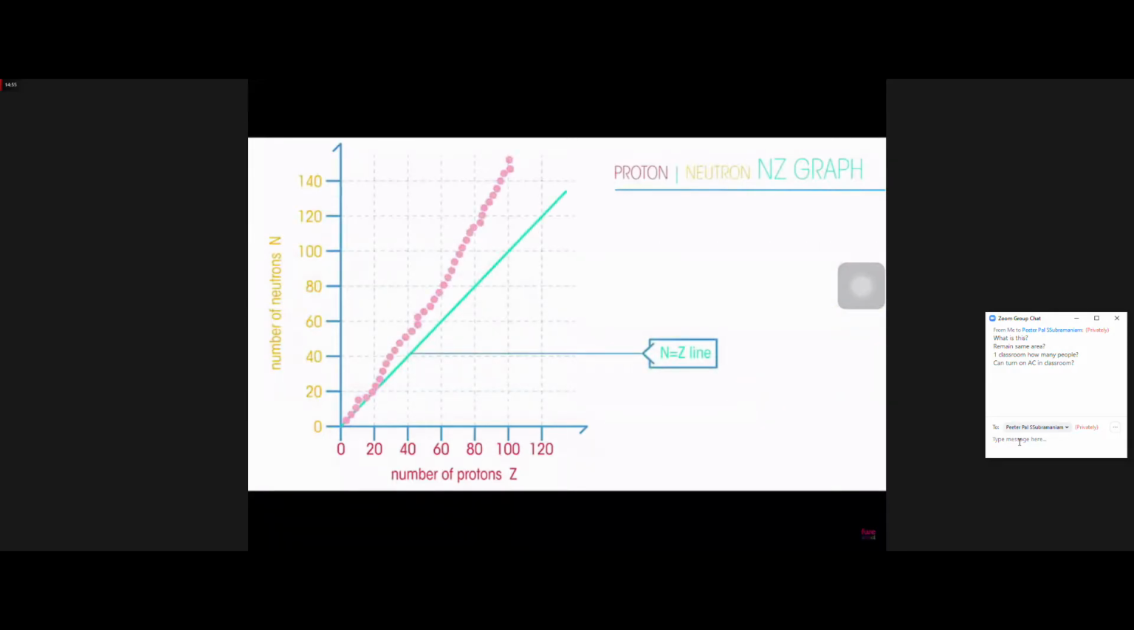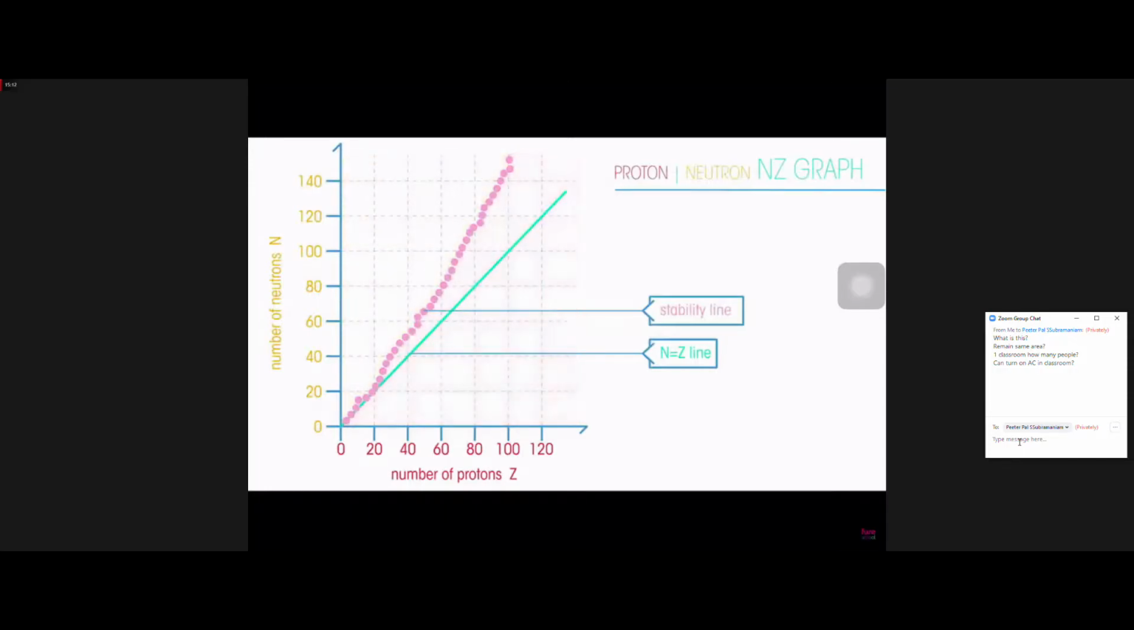This graph shows the number of protons on the x-axis and the number of neutrons on the y-axis. This is the stability line. If a radioisotope lies left or right of this line, it is unstable and likely to decay to become stable.